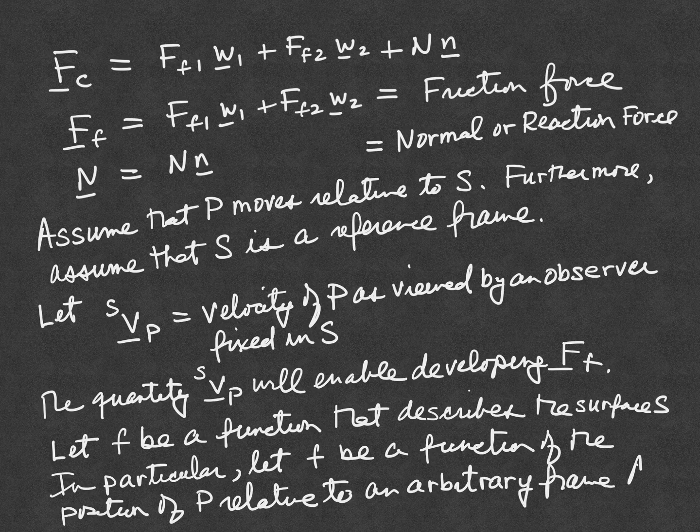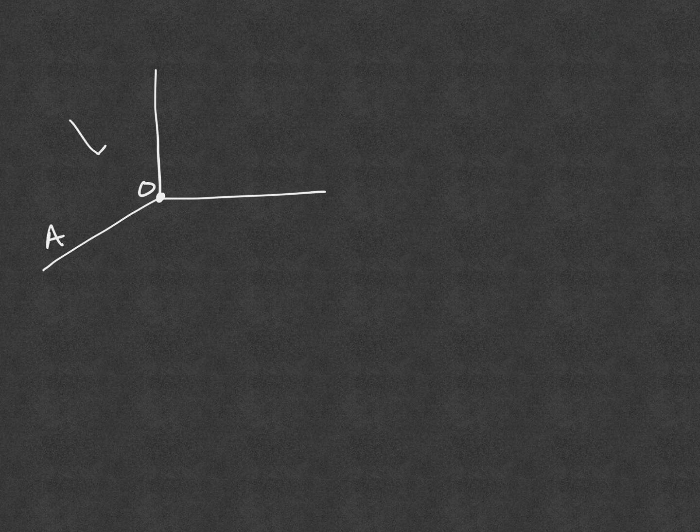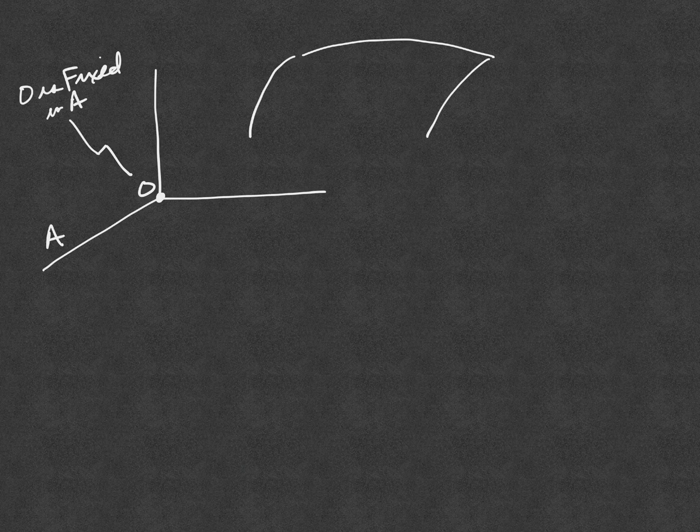And I'll call that frame A. So we're going to add to this picture a little bit to be able to figure out how all this works. So now I have an arbitrary frame A. Here's my frame A, and I'm going to put a point O. And as has been the case with kinematics, O is fixed in A. And here I have this surface, which is the same surface that I had before. So I've just added to this picture.